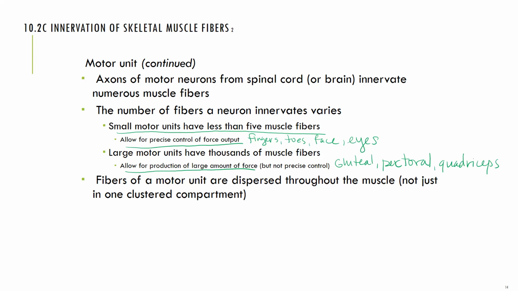And so one motor neuron will activate 1,000 muscle fibers all at once. So you can't help but produce a lot of force with that. But by the same token, you can't have a lot of control over it either. All right, so make sure you know the difference between small motor units and large motor units, and then the definition, of course, of a motor unit.